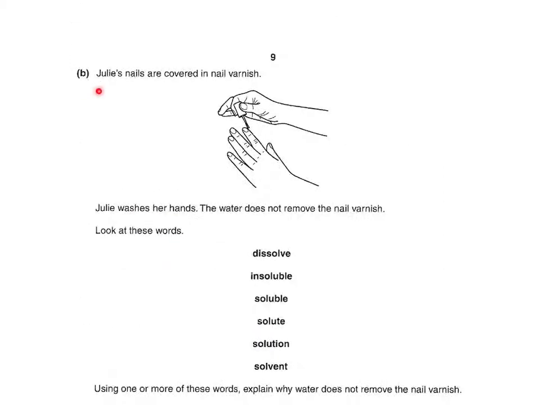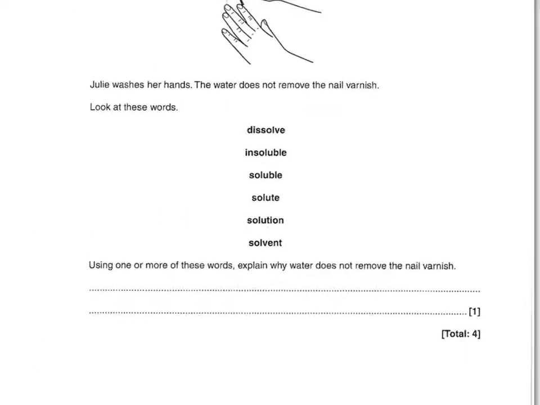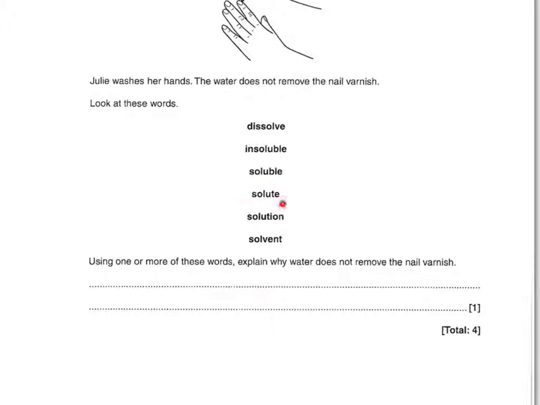Next question. Julie's nails are covered in nail varnish. Julie washes her hands. The water does not remove the nail varnish. Look at these words. So there's dissolve, insoluble, soluble, solute, solution, and solvent. Using one or more of these words, explain why water does not remove the nail varnish. So you could either say that the nail varnish is insoluble, which means it doesn't dissolve, or you could say that the nail varnish does not dissolve in water, or water doesn't dissolve the nail varnish.